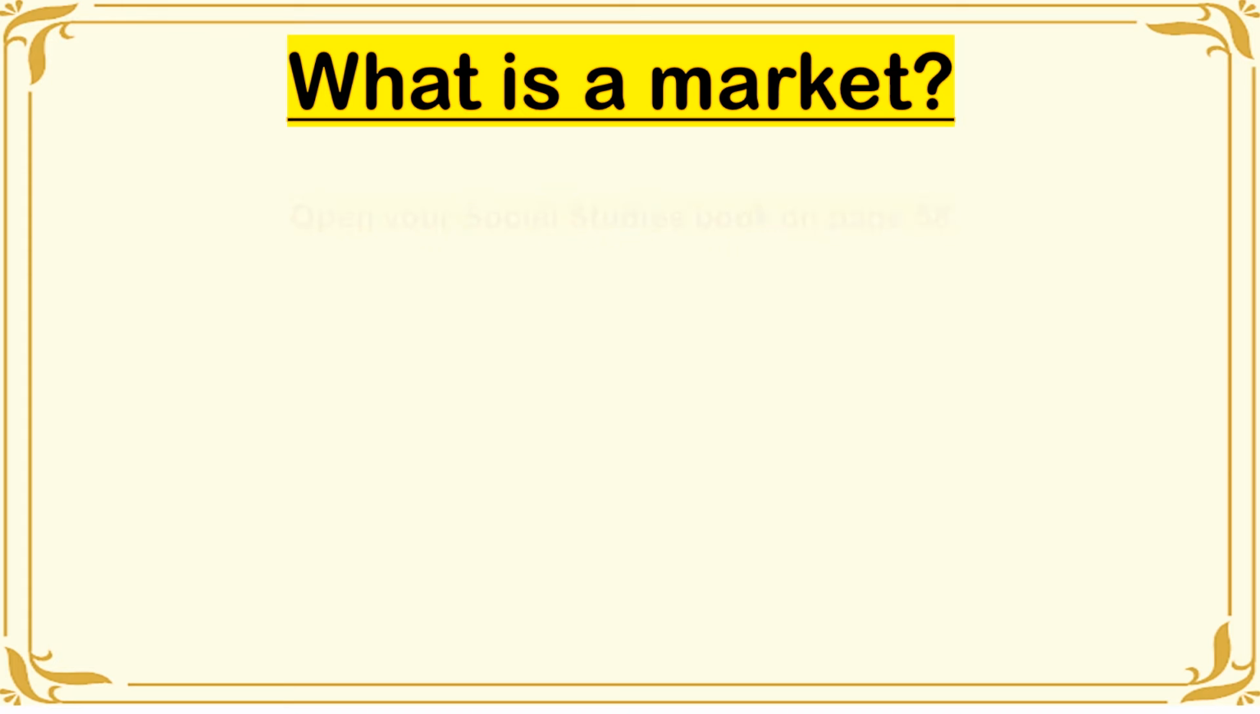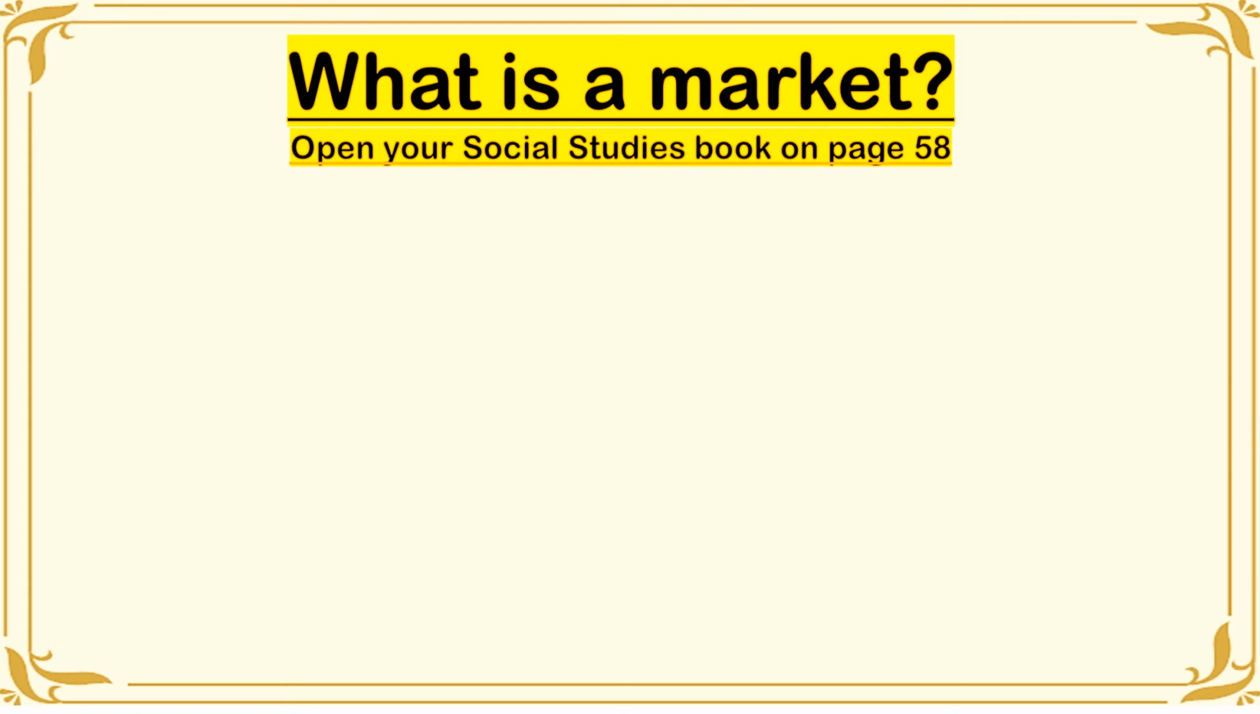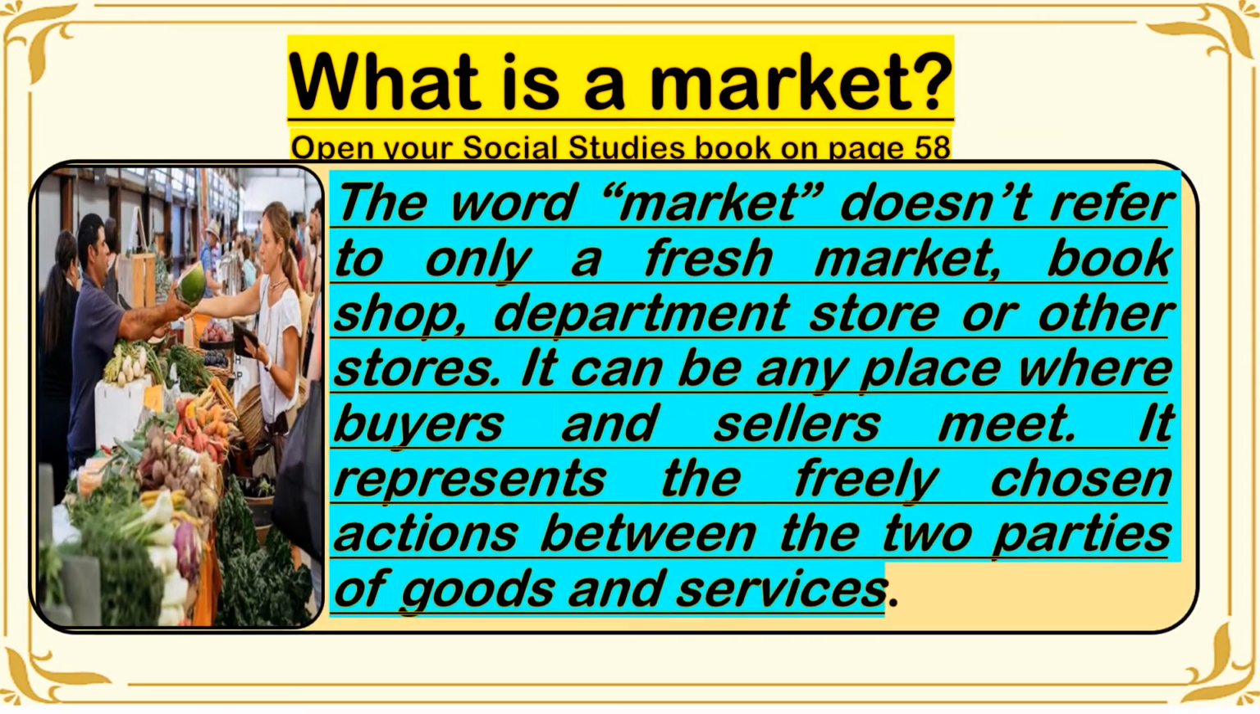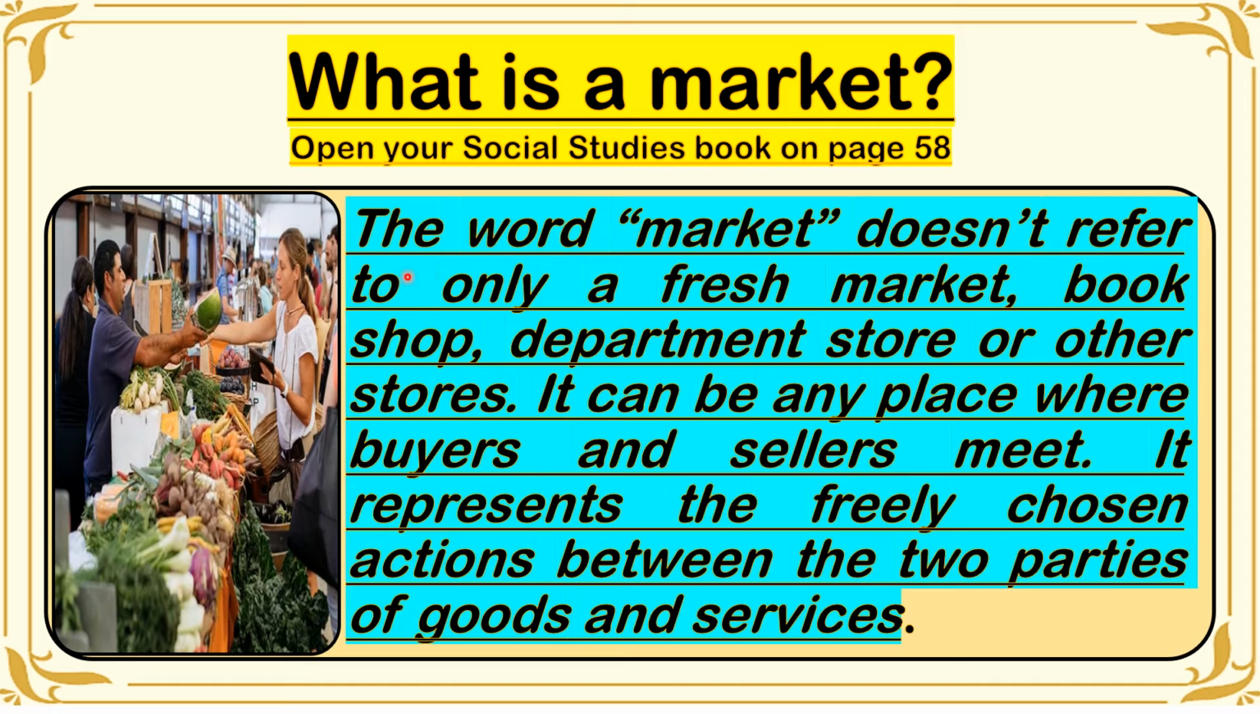Now, class, let us read and discuss what is a market. Please open your social studies book on page 58 so you can highlight the important words that I have highlighted. The word market doesn't refer to only a fresh market, bookshop, department store, or other stores. It can be any place where buyers and sellers meet. It represents the freely chosen actions between the two parties of goods and services.